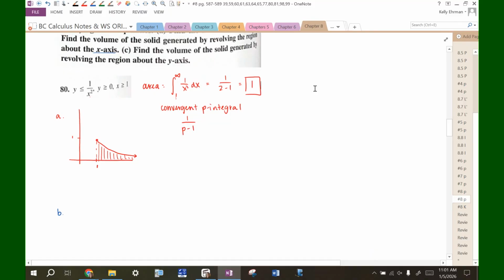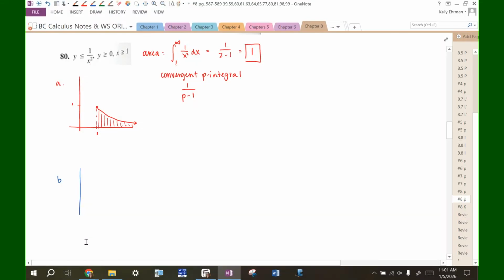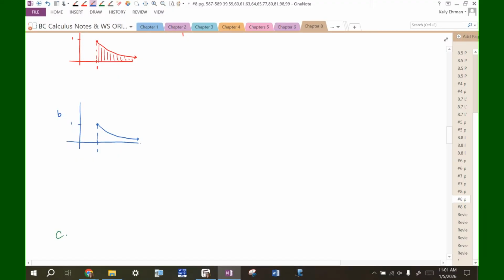Part B says take this region and revolve it about the x-axis. It is always a good idea to draw the picture again. I know some of you are anti-drawing pictures, but it really does fix a lot of careless mistakes we can make. If I reflect this across the x-axis, it looks something like this, and that gives me a better idea of whether this is washer, disk, whatever.